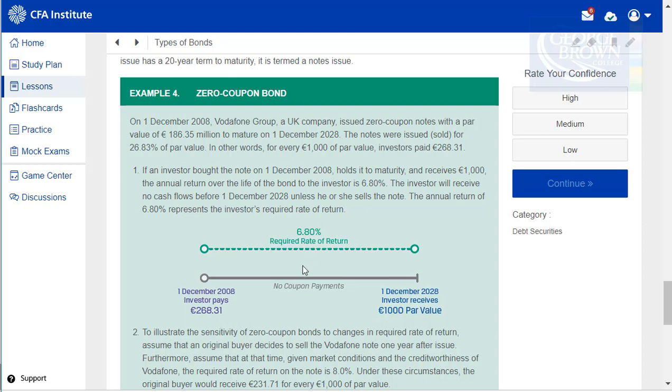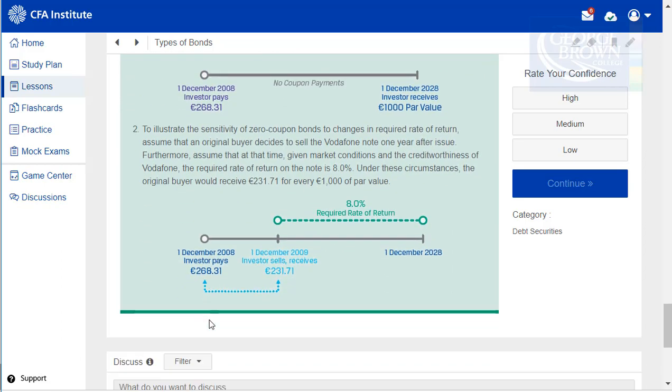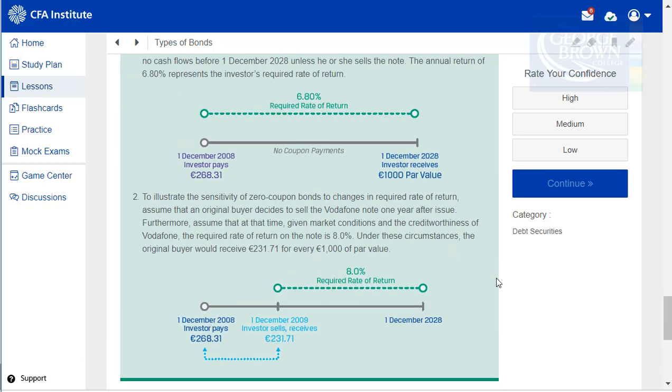To the end, the required rate was 6.8%. So that was just a present value calculation. And then to illustrate the sensitivity, we're looking at 1 year later where the required rate has gone up. As we said, that's again an important concept. As the interest rate goes up, the present value goes down, and that's just a functionality of the algebra.